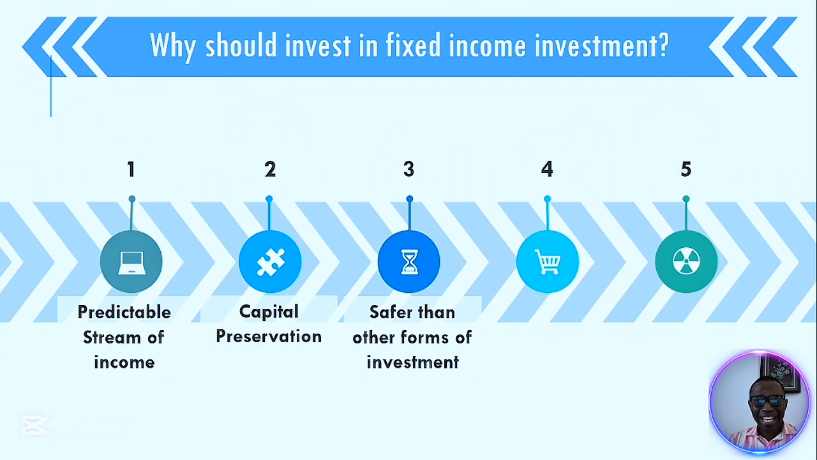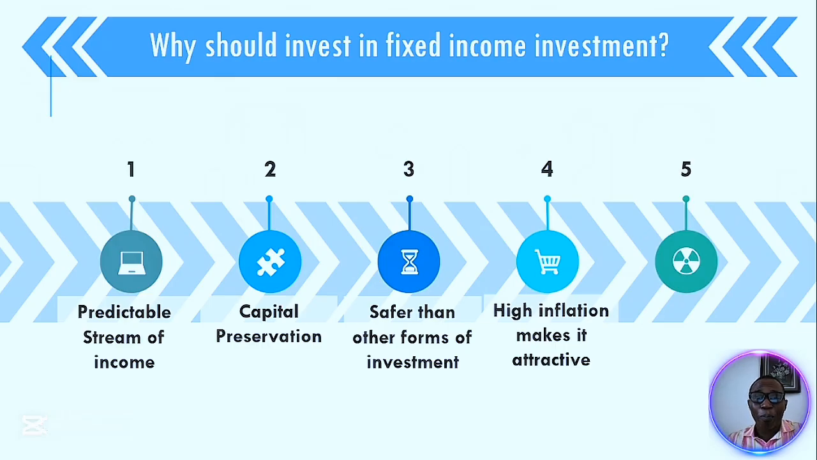So they are safer than other forms of investments. FGN savings bond, FGN bonds, Treasury bills, they are safe. Even commercial paper when done right. I hope you understand. They are safer than other forms of investments. Number 4, high inflation makes it attractive.